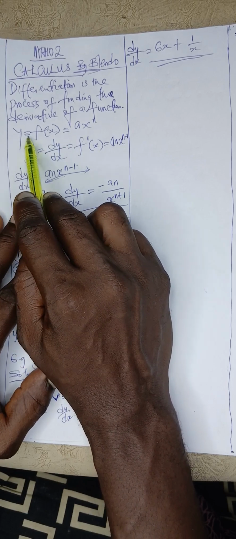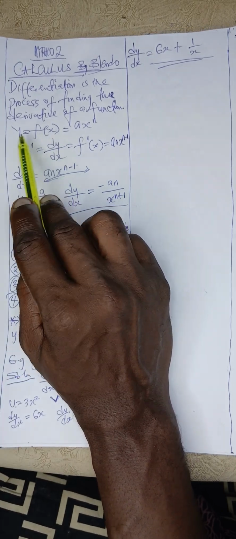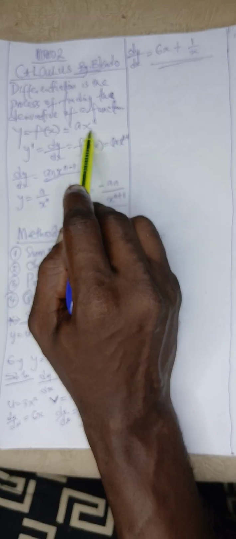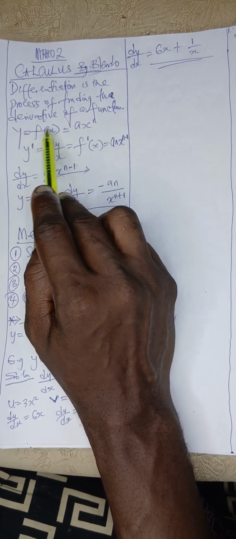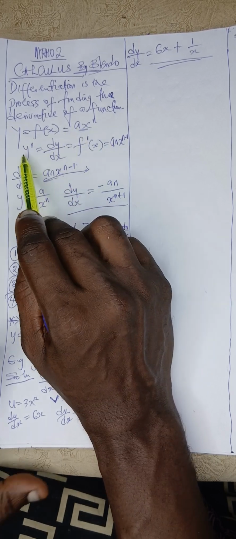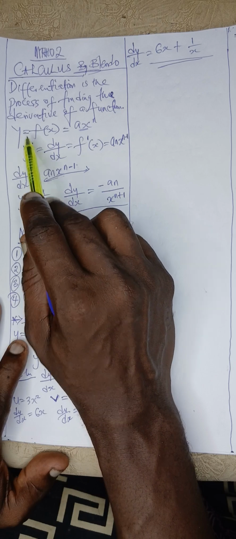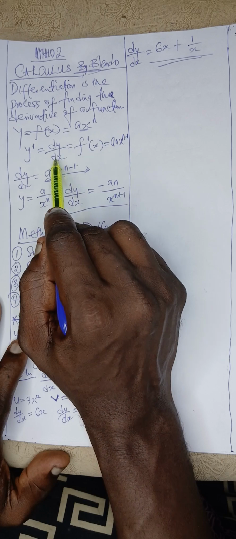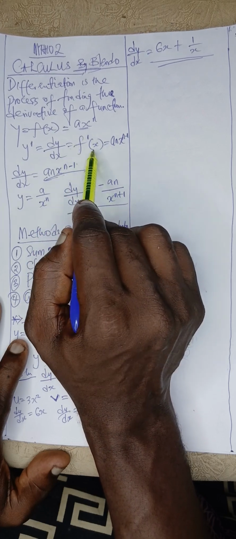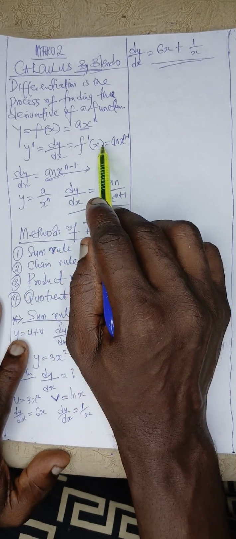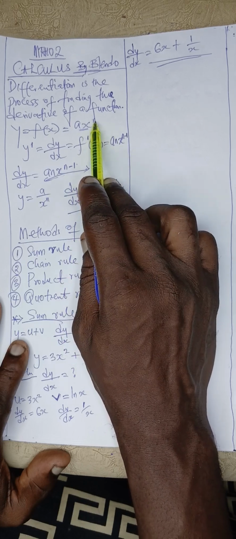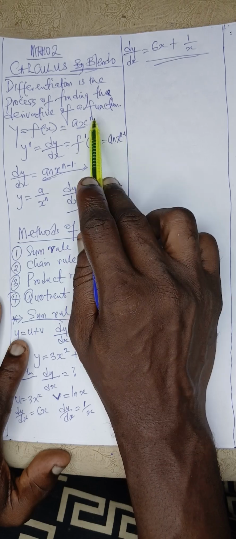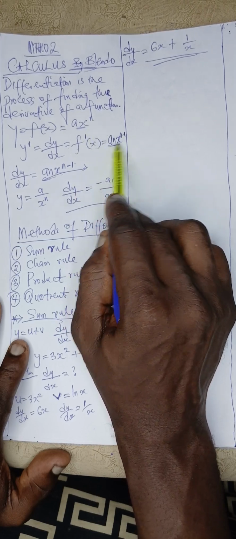If you have y equal to f of x, it reads y is a function of x. And if you have it as a x raised to power n, and you're asked to differentiate this function, all you just need to do, another symbol for dy/dx is y prime, which is equal to f prime of x. So if you're asked to differentiate it, you just bring down this n. You have a n x raised to power n minus 1. So this is called the power rule.